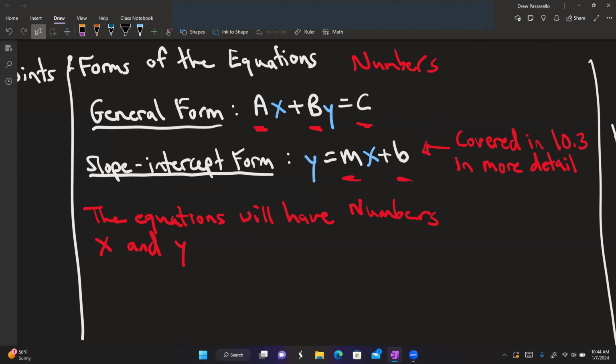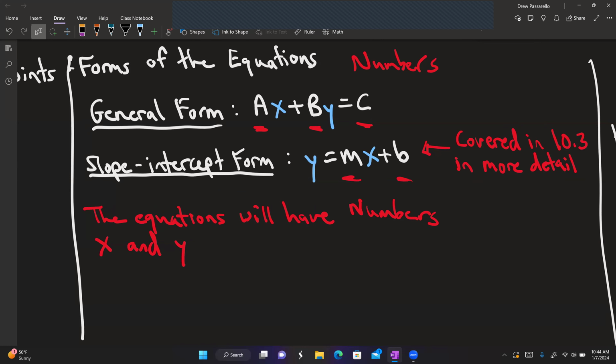We'll cover the slope-intercept form in extensive detail in section 10.3, so I'm not going to go into the details about that. Just know that if you're writing this down, maybe pause the video and write down these two equations. These are the main forms, general form and slope-intercept form.